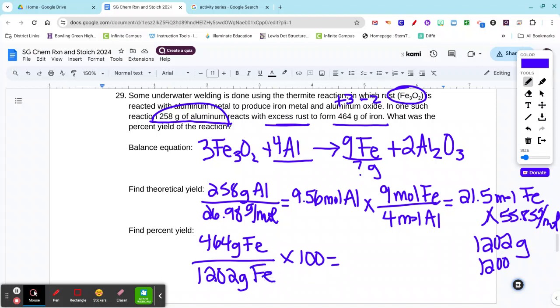Okay, so you're going to divide here, and you should get around 38% for your percent yield. All right, we're moving and grooving. So now we've got to look at limiting reactant problems and excess reactant.